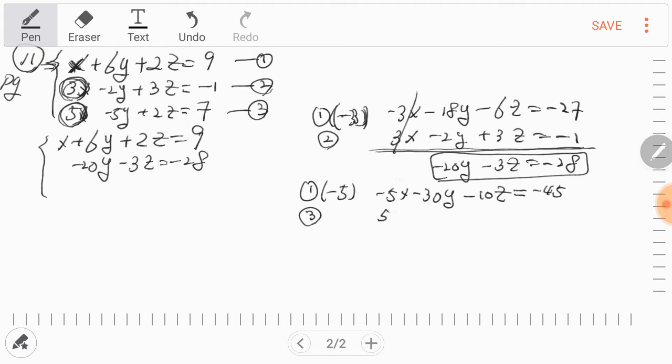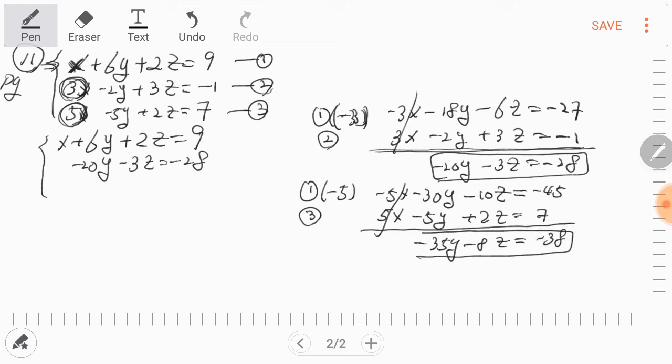No, sorry, the third equation: 5x minus 5y plus 2z equals 7. So add these two equations, cancel out the x terms, and negative 35y minus 8z is equal to negative 38. So this equation is now the new third equation: negative 35y minus 8z is equal to negative 38.